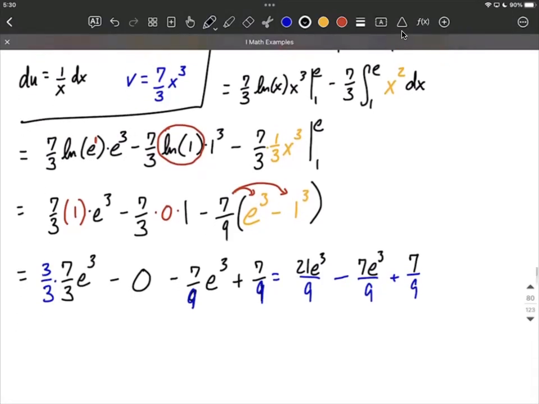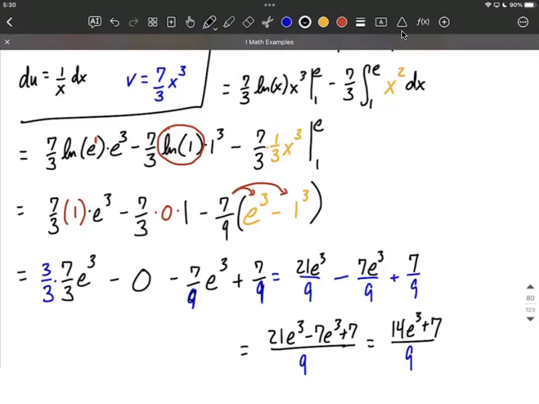All right, now we can clean this up just a little bit more if we put everything over the common denominator of 9. So that'll give us 21 e to the third minus 7 e to the third plus 7. And you may notice that both of those have e to the thirds. So that makes those like terms. We can say 21 e to the thirds, we subtract 7 e to the thirds away. We're going to be left with 14 e to the thirds plus the 7. We'll bring it along. It'll be part of our numerator as well.